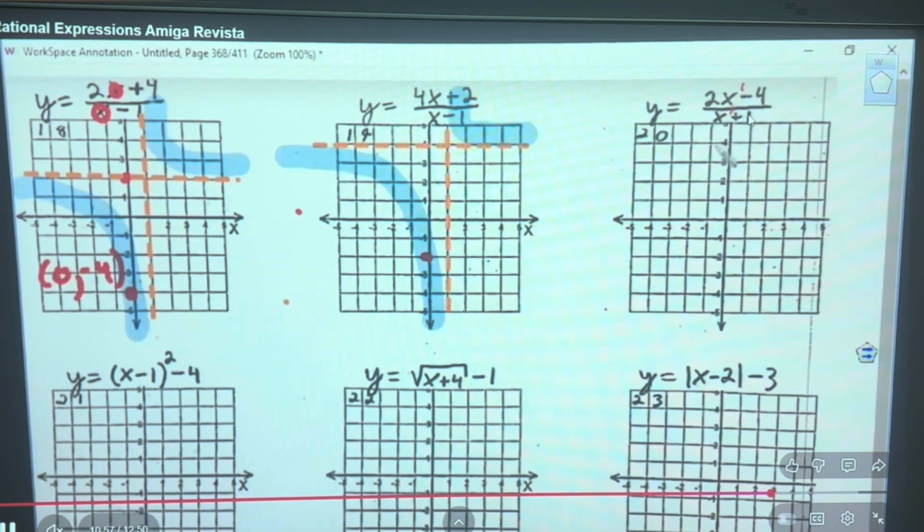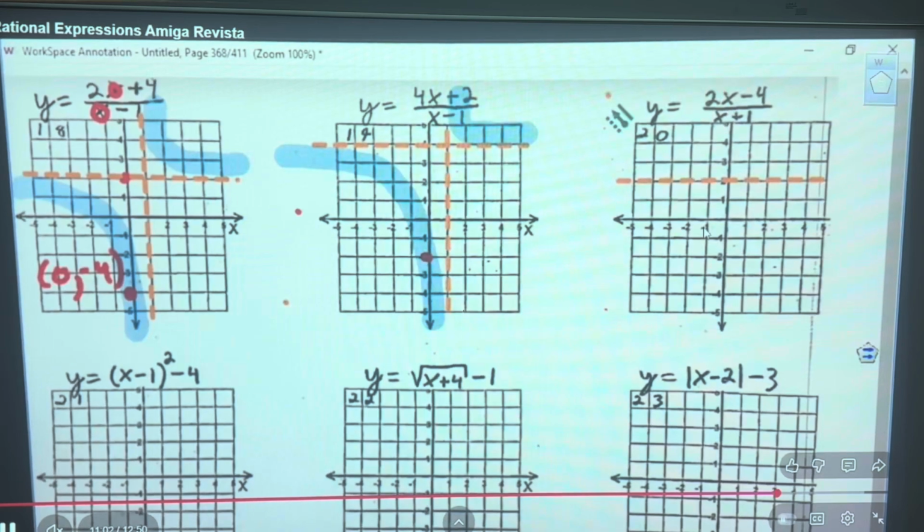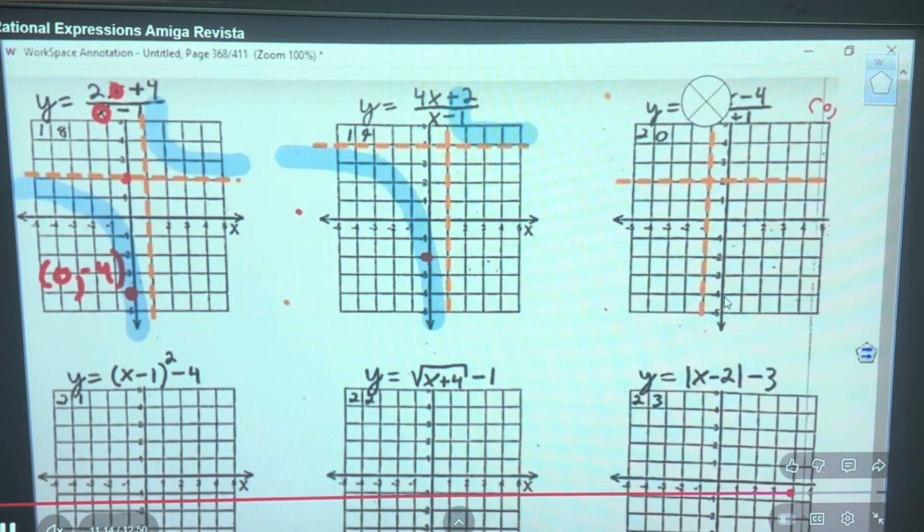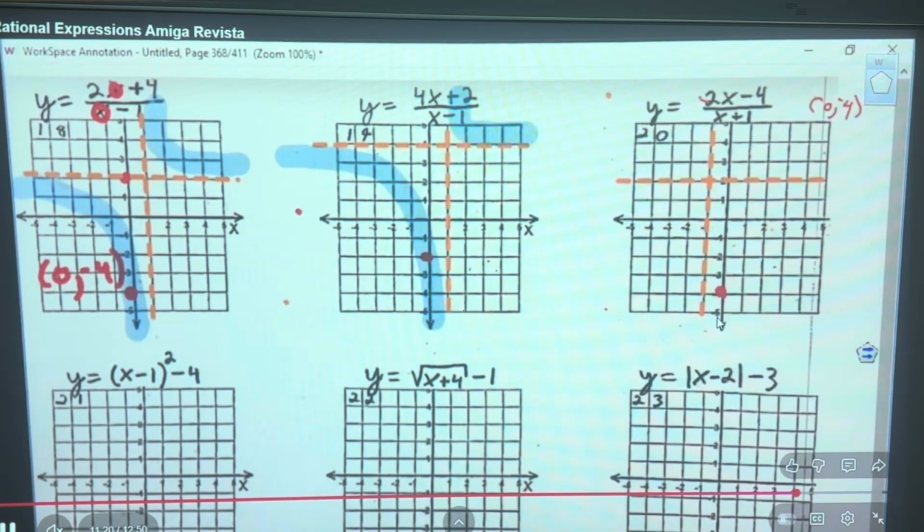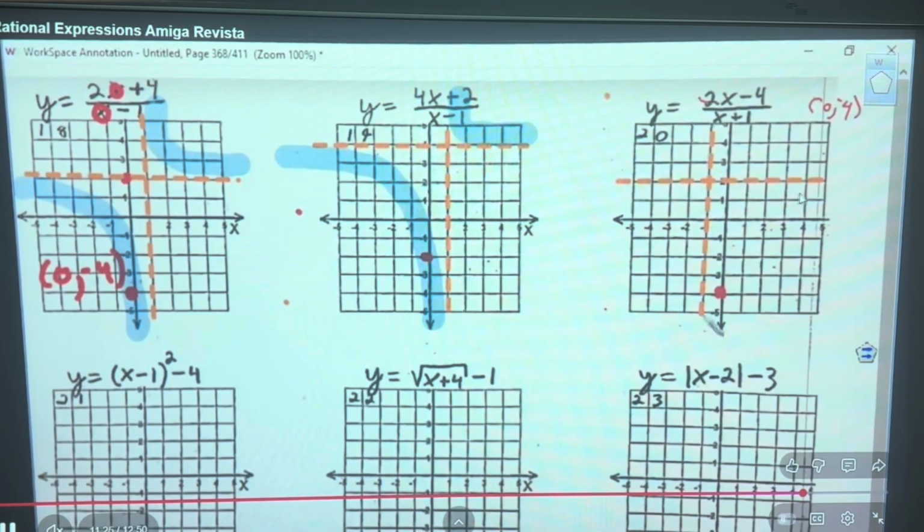Again, our vertical is going to be at x equals -1, our horizontal is going to be at y equals 2. Hide those x's, -4, so our y-intercept would be 0, -4, and our sheet is going to be down here in this section.